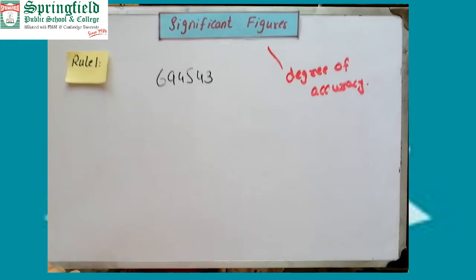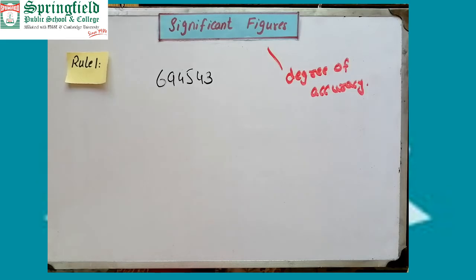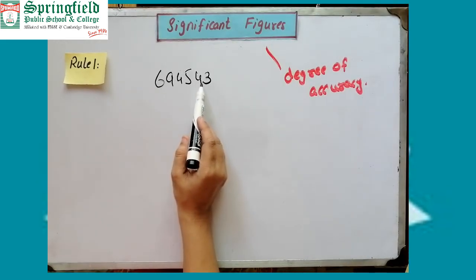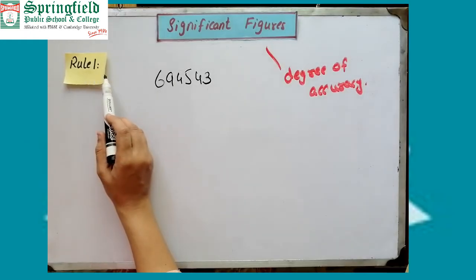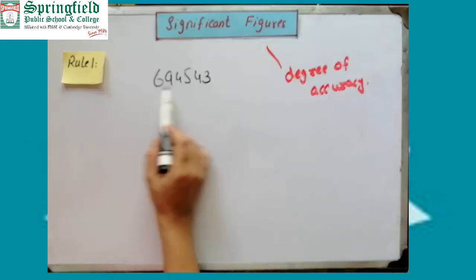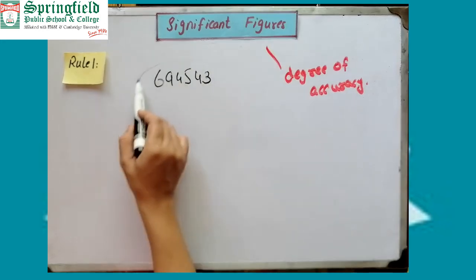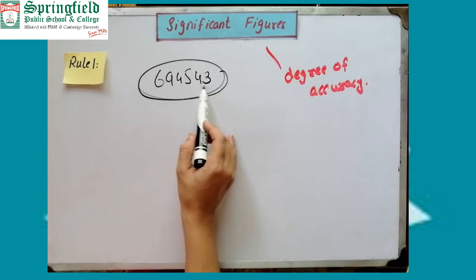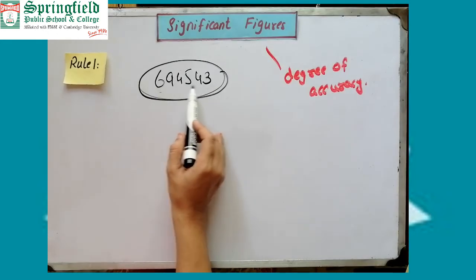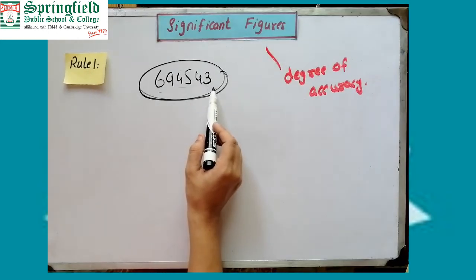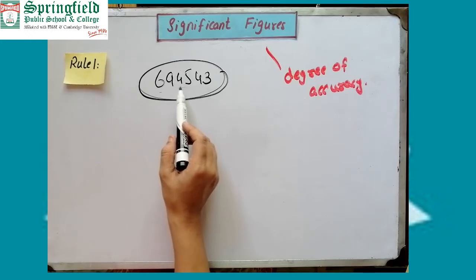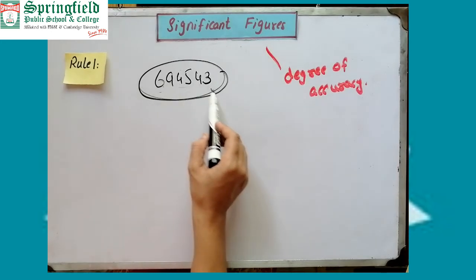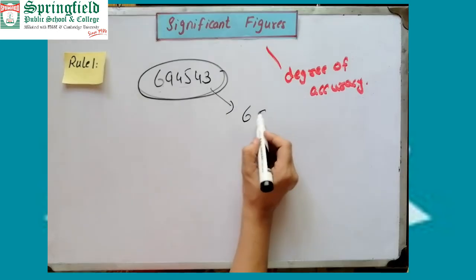How can we check that? How many significant figures does this number have? We will count, as we know that in rule 1 all the non-zero digits are significant figures. Look here, there is no 0 among these. So all the non-zero digits are significant. How many significant figures are there? 1, 2, 3, 4, 5, 6. It means 6 significant figures.